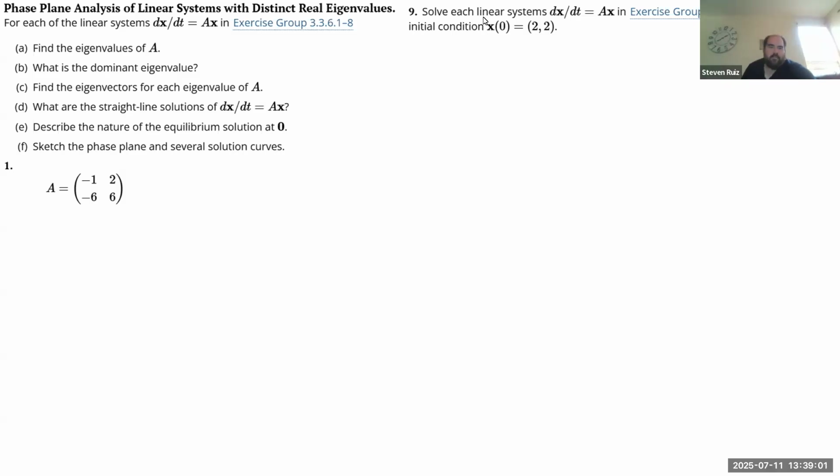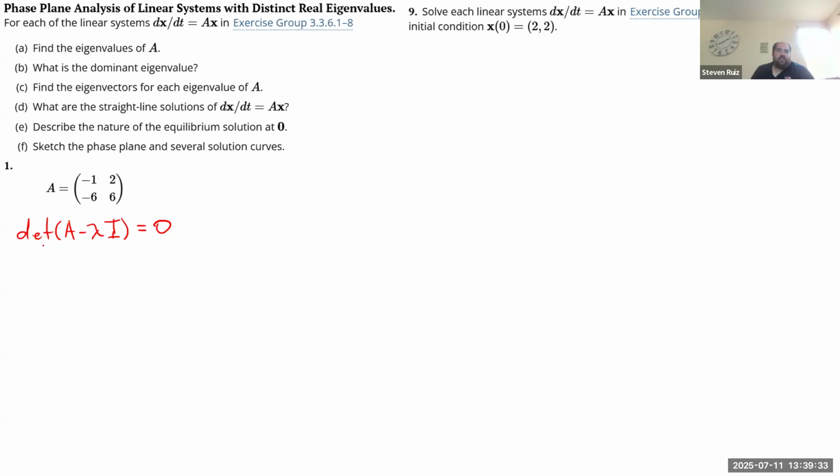All right, let's look at the assigned problems from section 3.3. So we're given a 2x2 matrix. First thing we want to do is find its eigenvalues. The way you find the eigenvalues is from this characteristic equation. I'm going to find the determinant of A minus lambda I, set that equal to 0, and the values of lambda are going to be the eigenvalues.